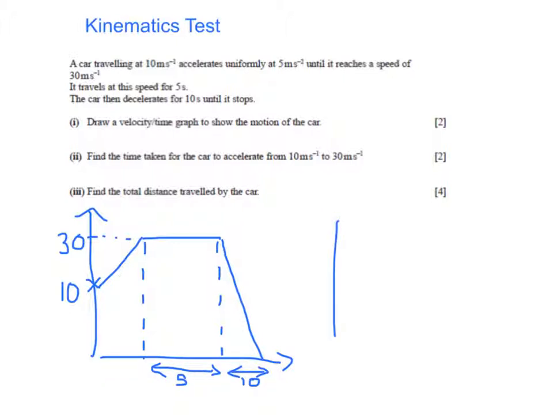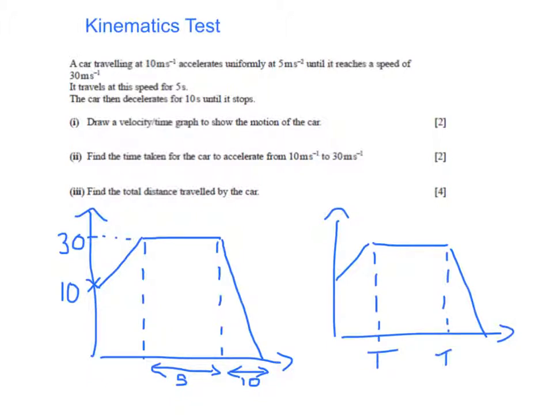The other way to label the horizontal axes would have been to say that this happens at time t. Well, 5 seconds later would be t plus 5, and 10 seconds from that would be t plus 15. Either of these would be acceptable.